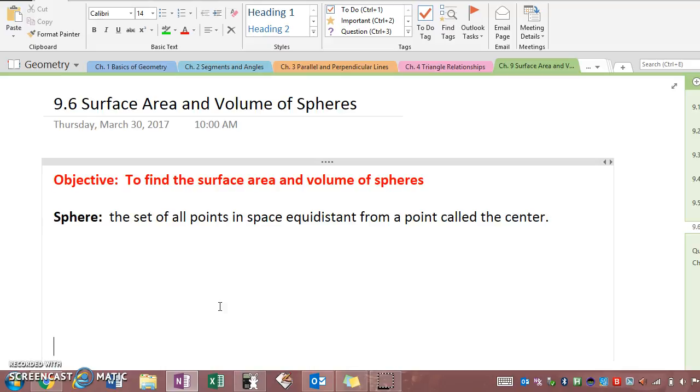So we know what a sphere is. It's like a ball, basketball, soccer ball. The technical definition is right here. It's a set of all points in space equidistant from a point, and that would be called the center.